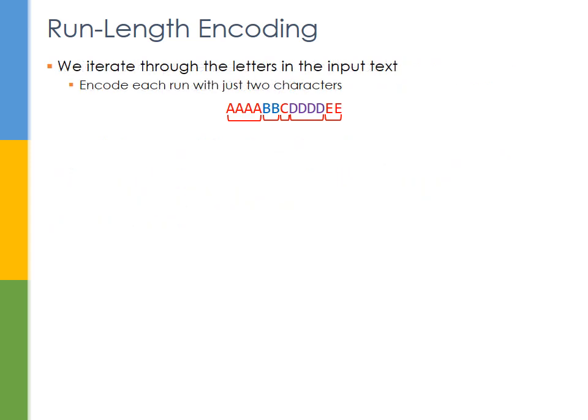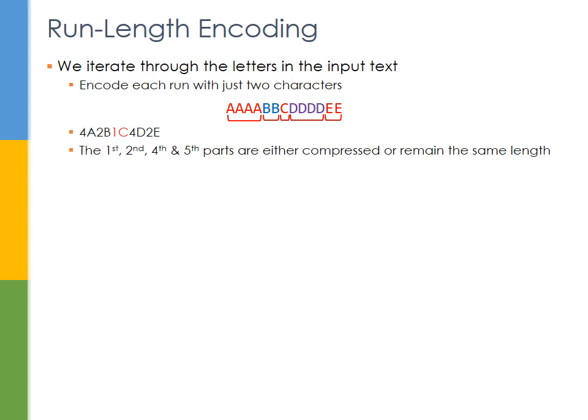So how would we actually go about implementing run length encoding? Well, the algorithm for run length encoding is actually incredibly simple. We simply iterate through all of the letters in the input text from left to right, and we encode each run with just 2 characters. So if we look at our example over here, this is what run length encoding would look like. We have 4A over here, and that indicates a run of length 4 of the letter A. In a similar fashion, here we have a run of length 4 of the letter D, and that is represented by this 4D over here.